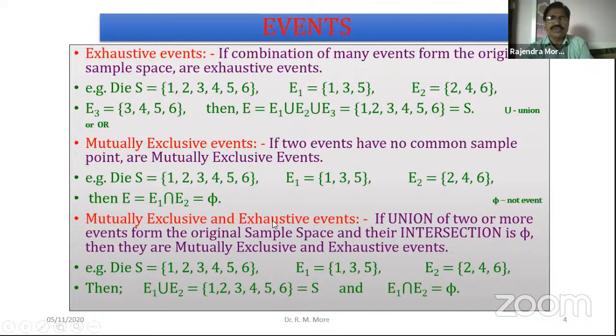Mutually exclusive and exhaustive events: if the union of two or more events forms the original sample space and their intersection is phi, they are mutually exclusive and exhaustive events. So here these two events for the same die are mutually exclusive and exhaustive, because together they form the original sample space and there is no common sample point. So these are the basic points which we have seen.